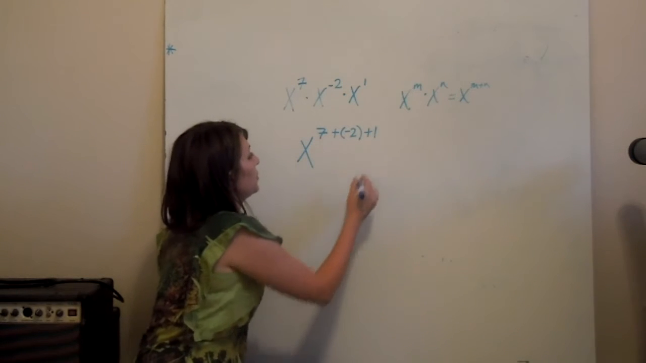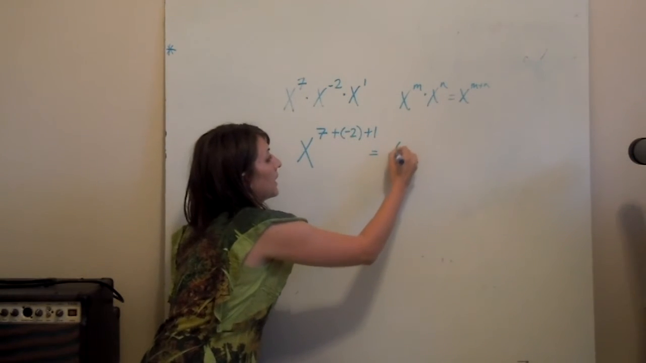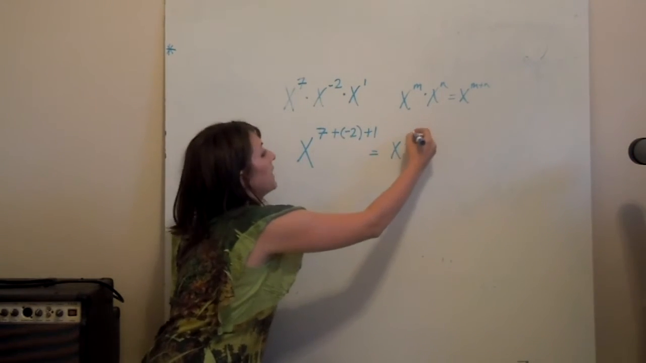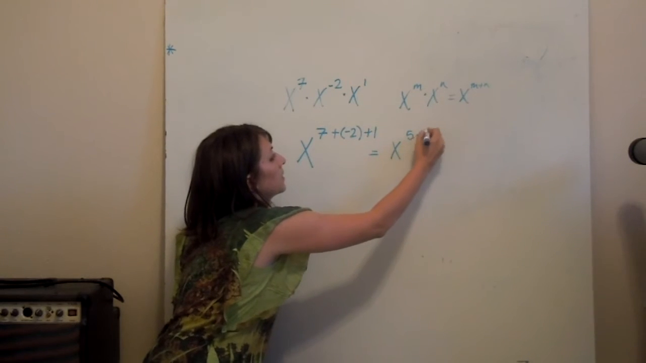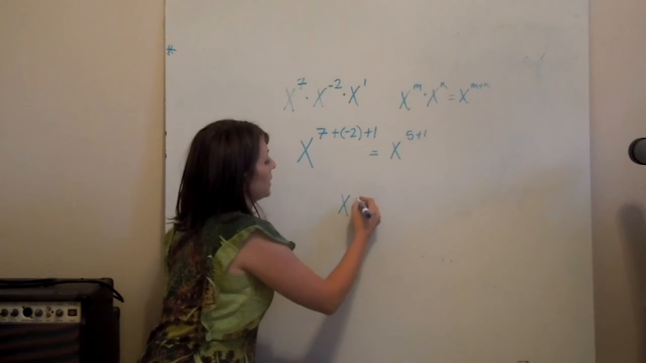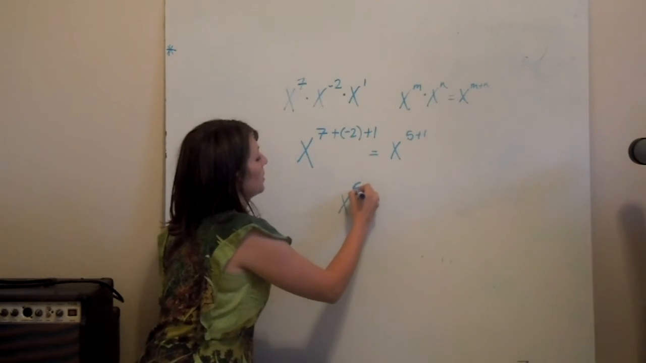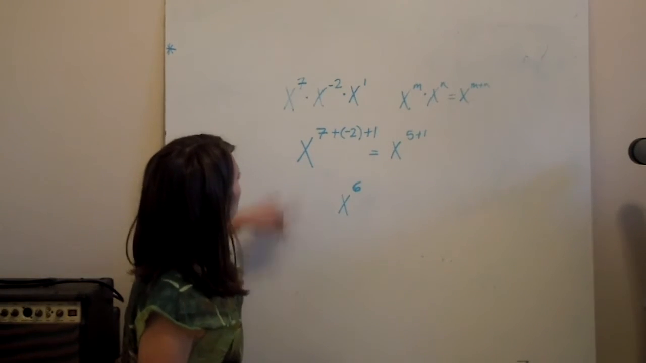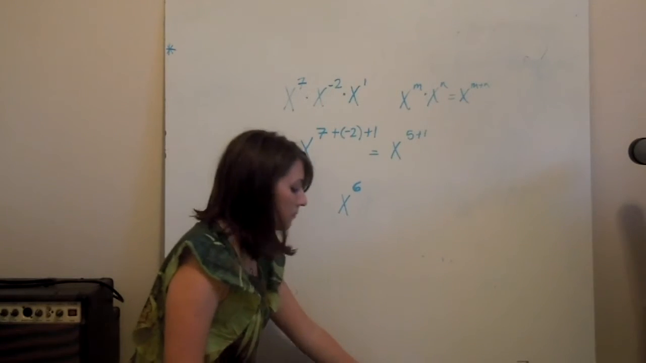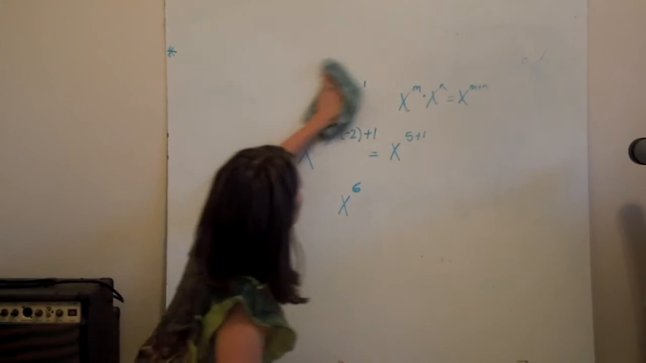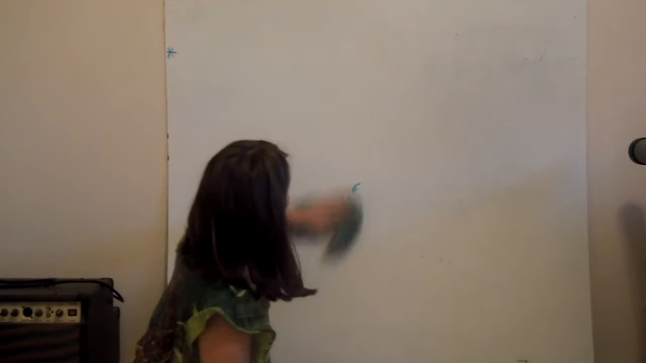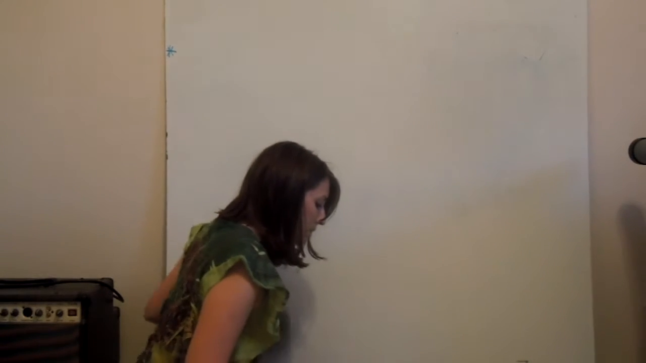7 plus negative 2, that's like 7 minus 2. So that gives us 5 plus 1. So our answer is going to be x to the 6th power. And that's the product rule, how you combine multiple variable products raised to exponents. Okay?